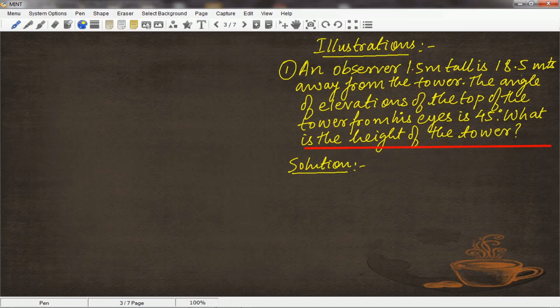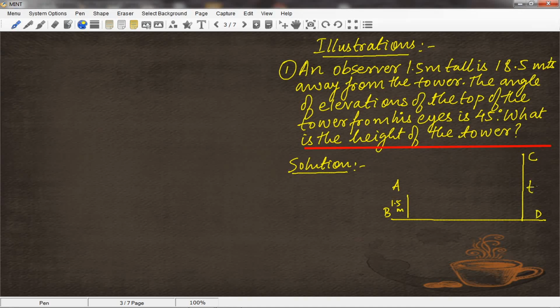We'll draw the ground, the base. So this is the base by a straight line. This is the observer, 1.5 meter tall, and this is the tower, which is situated at a distance of 18.5 meters away from the observer. Let's name this as AB, which is 1.5 meters, and this is say CD, the tower, जिसकी हाइट हमको निकालने बोला जा रहा है.